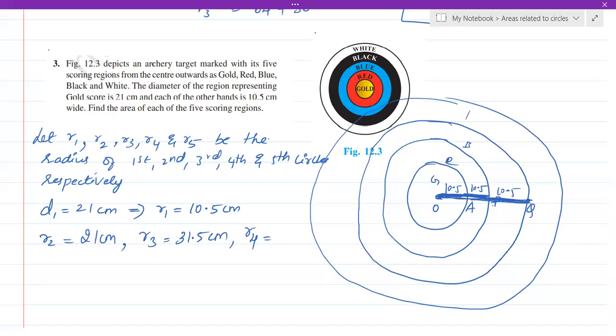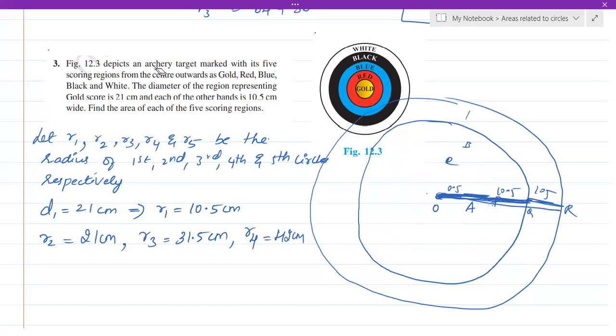Now again, this width is how much? 10.5, isn't it? So let's take this as R. So O to R is the radius, isn't it, of the fourth circle. So if you add all the 10.5, that is four 10.5s, you get the radius of the fourth circle, which will become 42 centimeter. Okay, again for the fifth one, obviously again you have to add 10.5, isn't it?